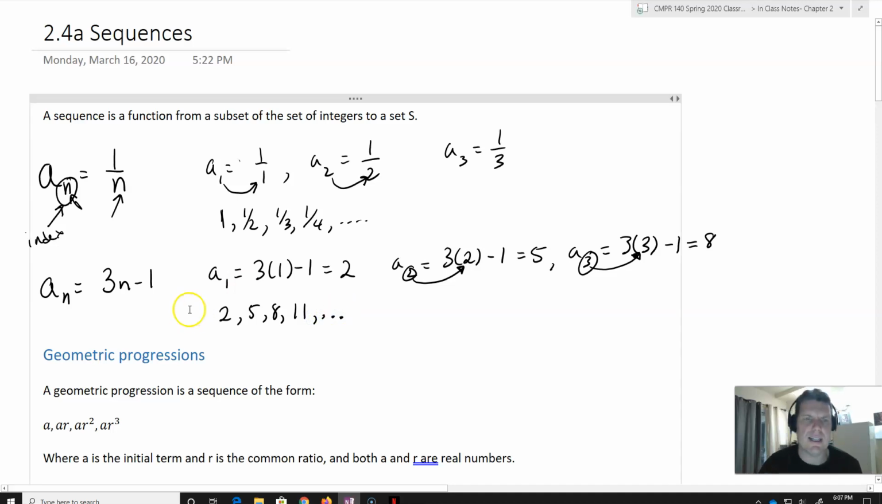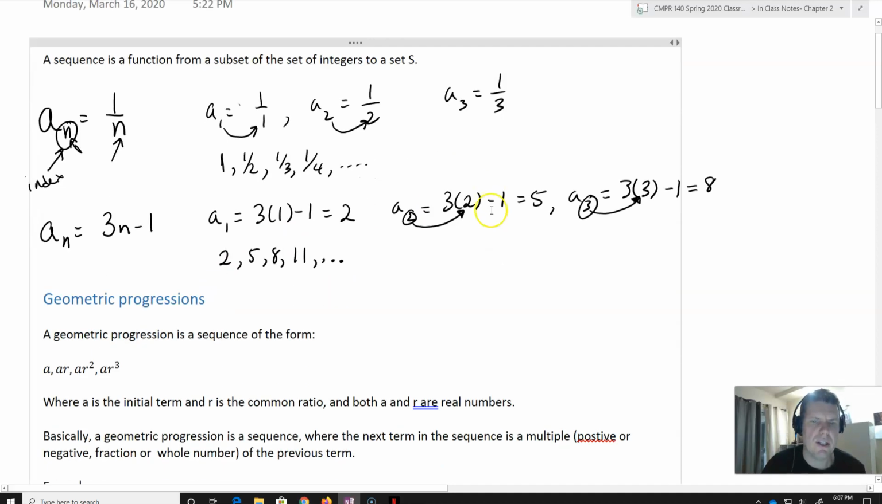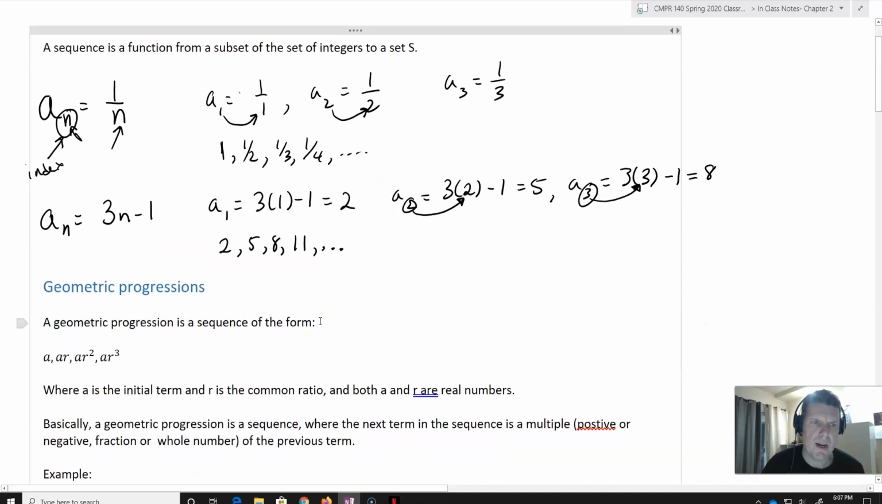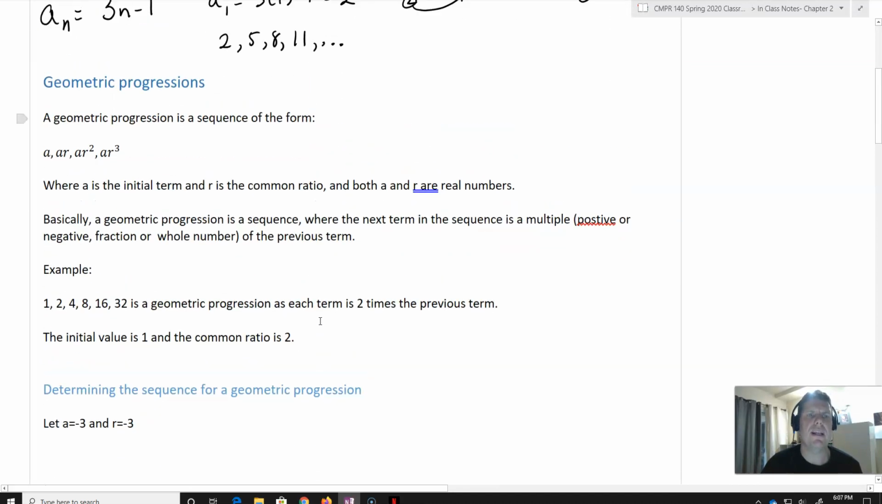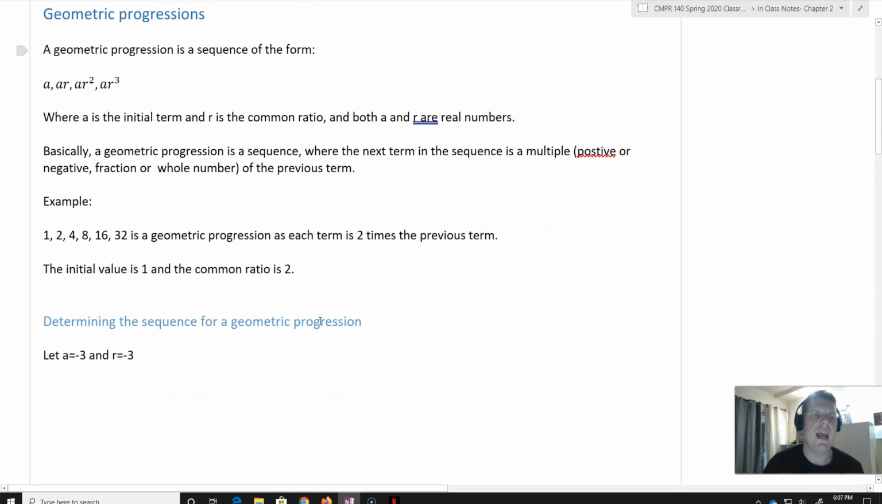Now, let's take a look at an example of a special one, and that's called the geometric progression. All right. So a geometric progression is a sequence of the form a, ar, ar squared, ar cubed. Okay. Another way to write that is a_n equals ar to the n.